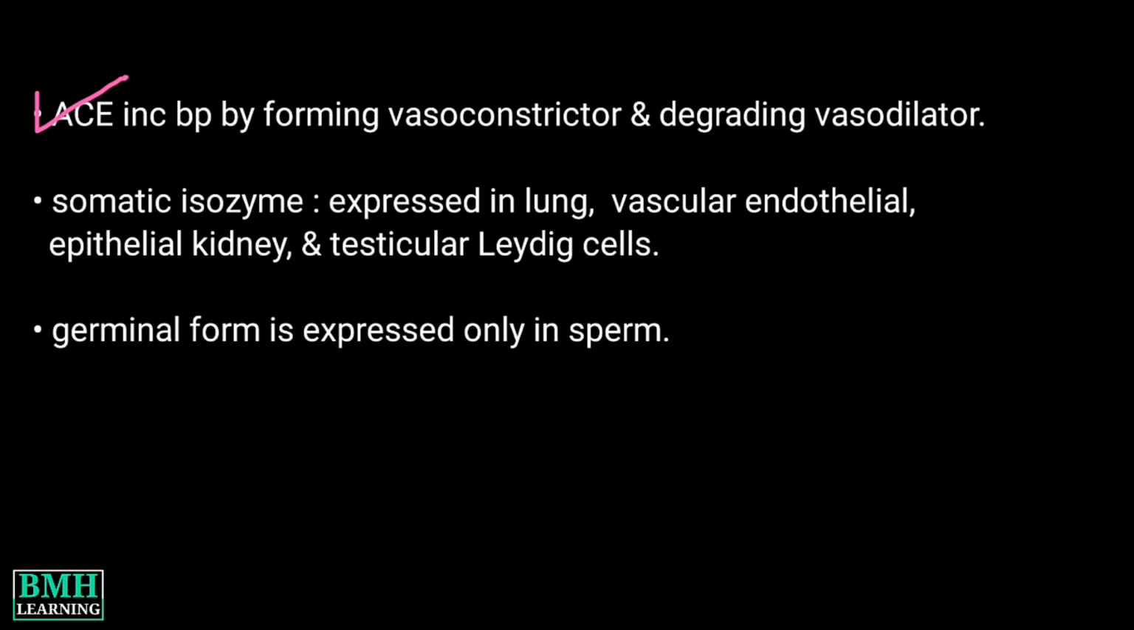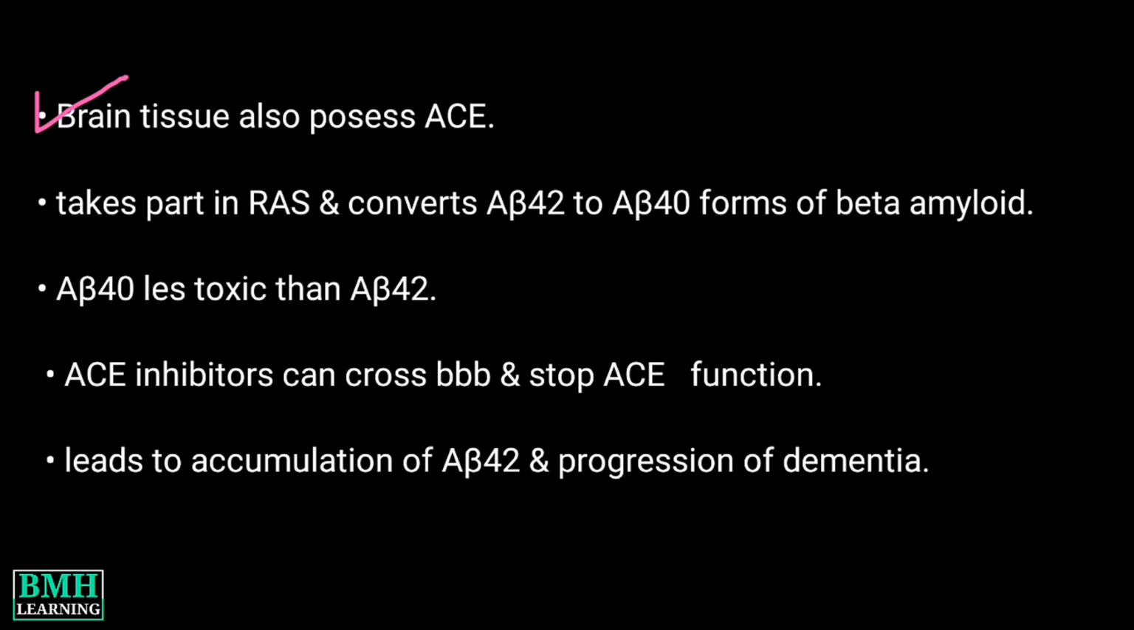The ACE gene codes for two isozymes. The somatic isozyme is expressed in many tissues like lung tissues, vascular endothelial cells, epithelial kidney cells, and testicular Leydig cells. On the other hand, the germinal form is expressed only in sperm. Brain tissues also possess ACE enzyme.